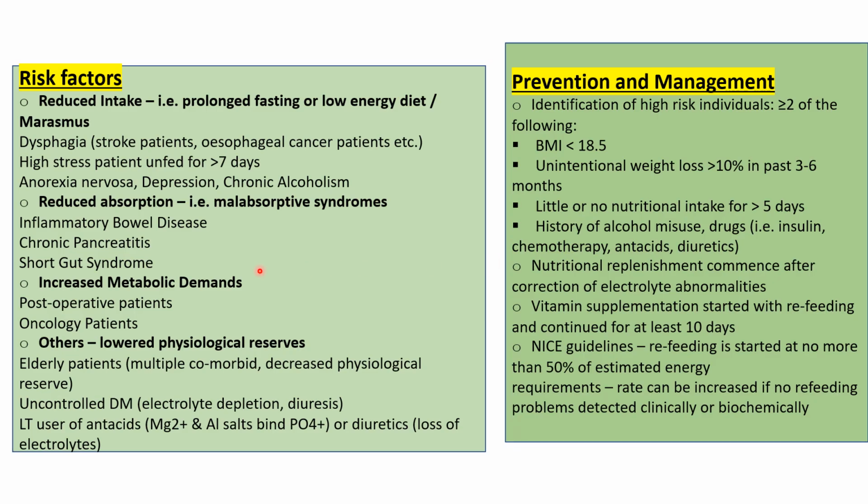So next, we are going to talk about what the risk factors are and how we manage this. The risk factors, obviously, is reduced intake, where you have a prolonged fasting or low energy. So this includes marasmus, or where you have your surgical patient who has dysphagia, especially in stroke patients, esophageal cancer, etc., or a high stress patient who is unfed for greater than 7 days, a patient with anorexia, depression, and chronic alcohol use. So this is reduced intake.